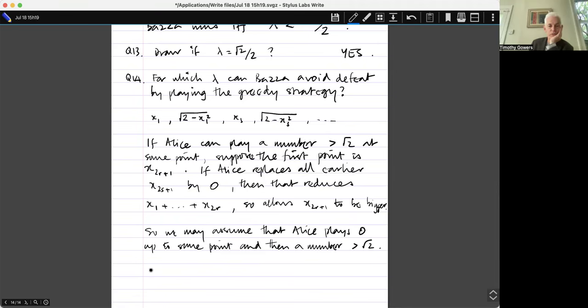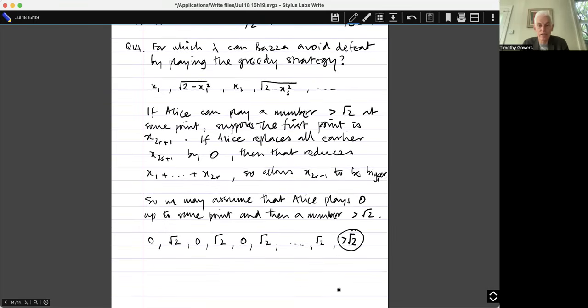So here's how the game goes. It goes 0 and then √2, 0, √2, 0, √2, and so on up to √2. And then at this point here, a number bigger than √2 is played by Alice, and the sum of these numbers has to be still less than lambda times n. So let's say that is at the stage, that's x2r plus 1.